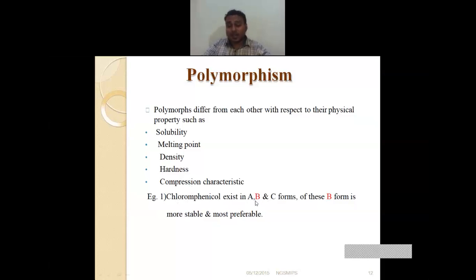Why? Because in case of B forms, it shows the most stability. Understood? Yes, sir.